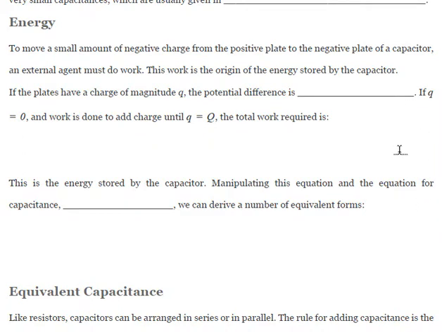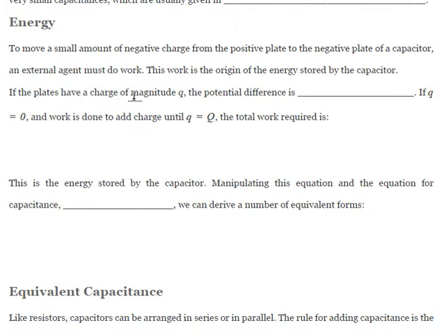In a sense, a capacitor can kind of perform the same job that a battery would. There's some kind of energy associated with moving a small amount of negative charge from the positive plate over to the negative plate of the capacitor, and something has to do that work. And that work is where the energy comes from. So all the energy the capacitor stores comes from something doing the work to separate those charges.